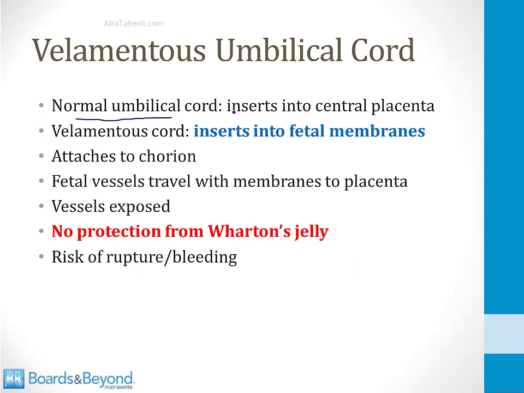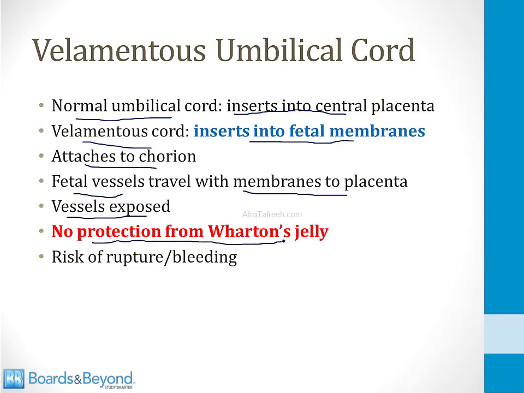A normal umbilical cord inserts into the center of the placenta. In a velamentous cord, the cord inserts into the fetal membranes. It attaches to the chorion, and at that point, the fetal vessels travel with the membranes to the placenta. These vessels are exposed, and what you want to remember for step 1 of your boards is that they have no protection from Wharton's jelly. Therefore, there's a risk of rupture or bleeding.